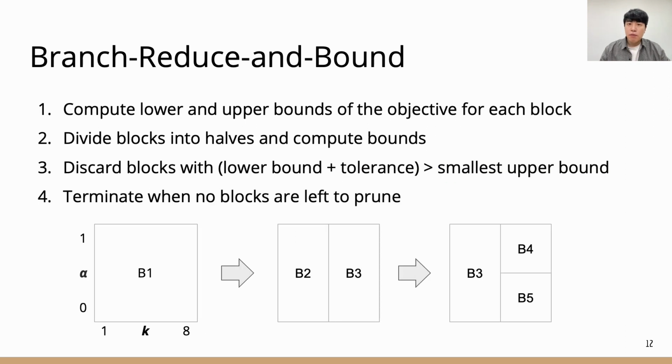Here is an overview of the branch reduce and bound algorithm. Given the domain of parameters, as in the lower left figure, we compute the lower bound and upper bound of the objective for each block. We then divide the unexplored blocks into halves and compute the bounds for the new blocks. We discard blocks where the lower bound plus some tolerance value is larger than the smallest upper bound found so far. We terminate the algorithm when there are no blocks left to prune.